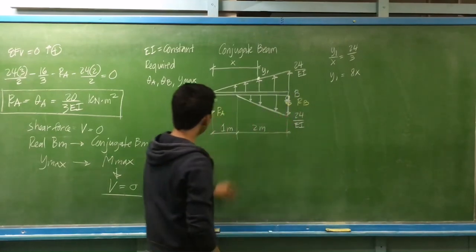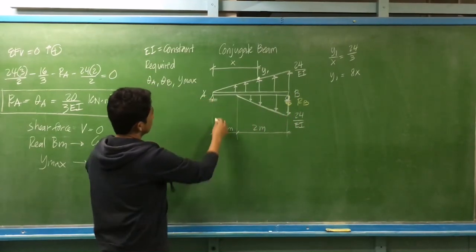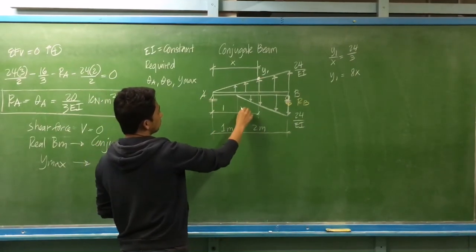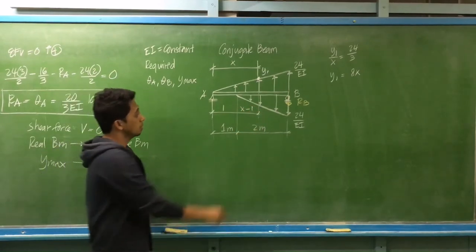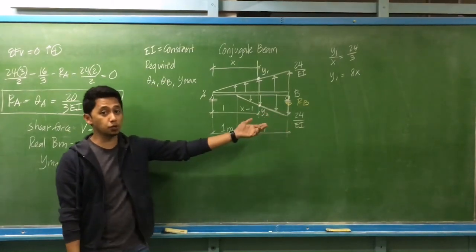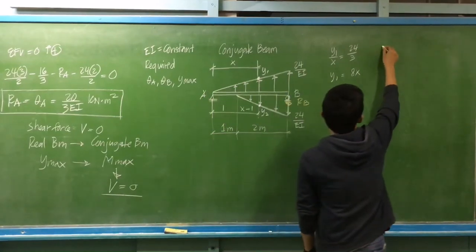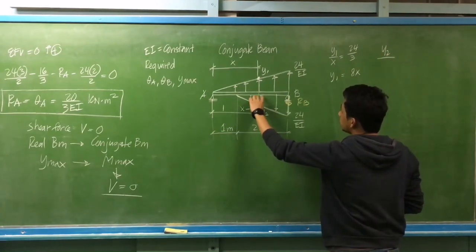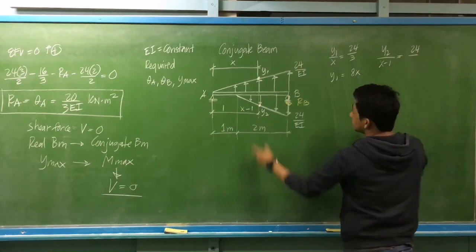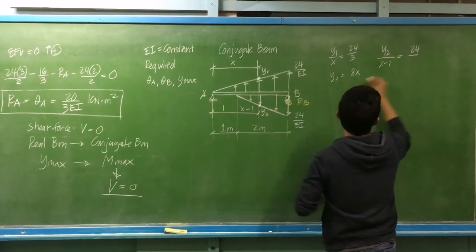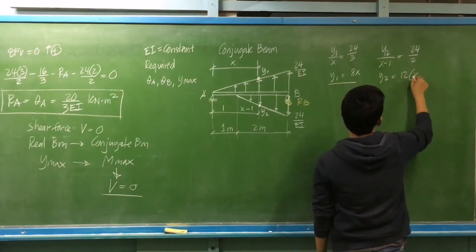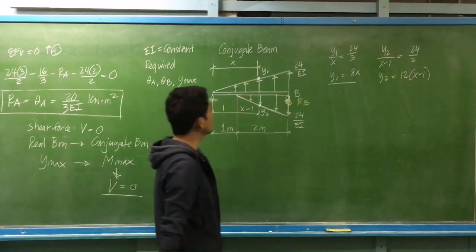Okay, so if this is 1 meter, so at a distance x, if this is 1 meter, obviously this is x minus 1. So let's say the magnitude of the moment of this point will be y sub 2. So again, the ratio and proportion of similar triangles. So we have y sub 2 is to x minus 1 is equal to 24 is to 2 meters. So we have an equivalent of y sub 2 is equal to 12 times x minus 1. So that will be the equivalent of y sub 1 and y sub 2.